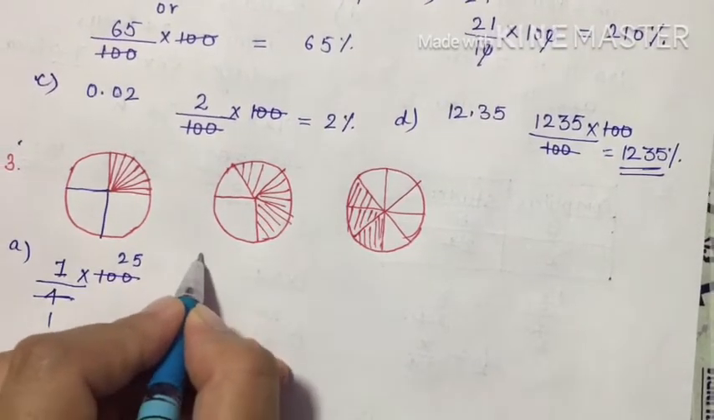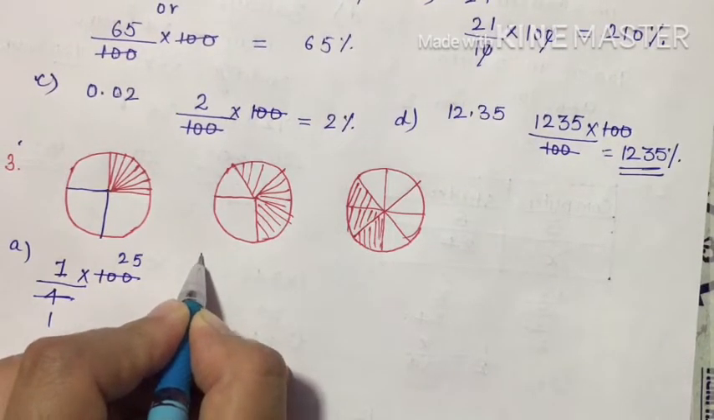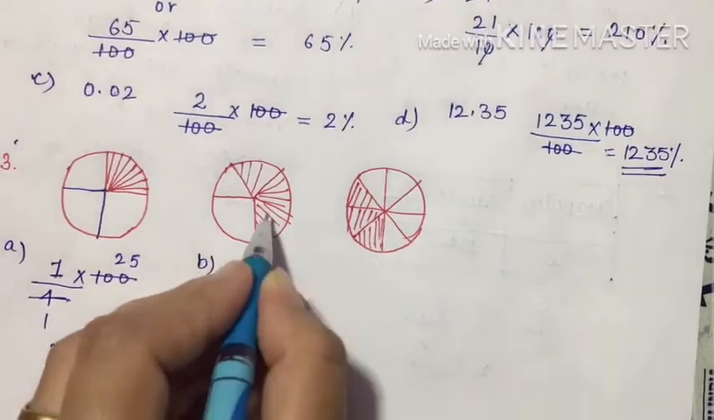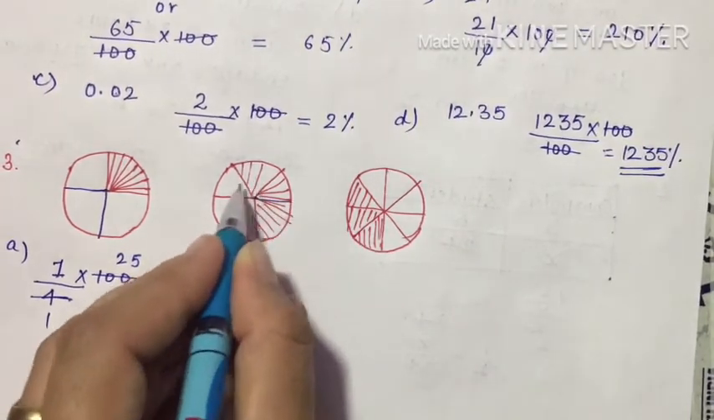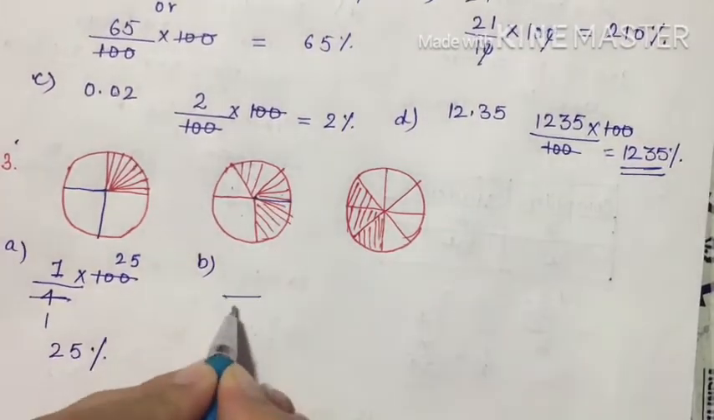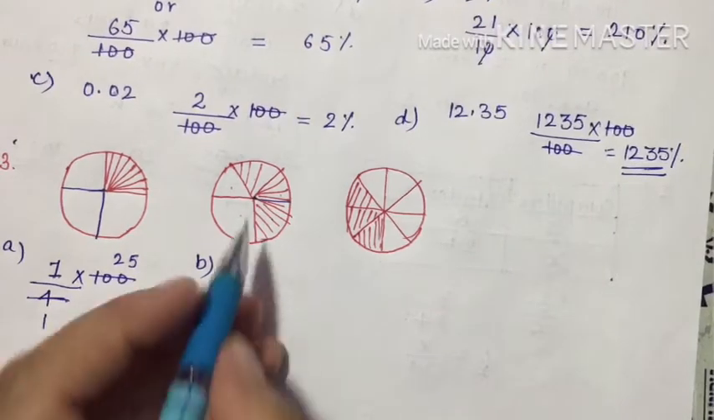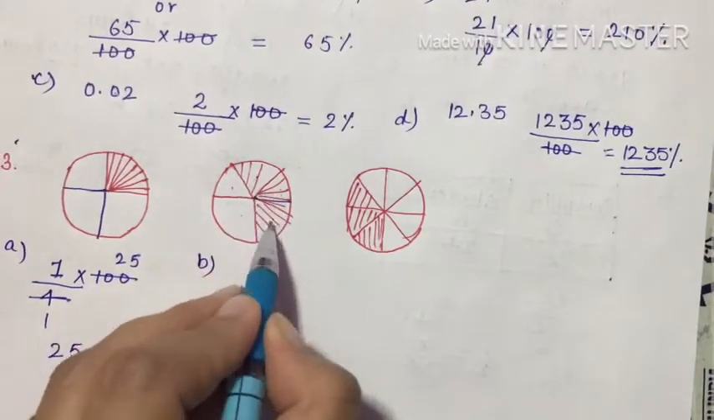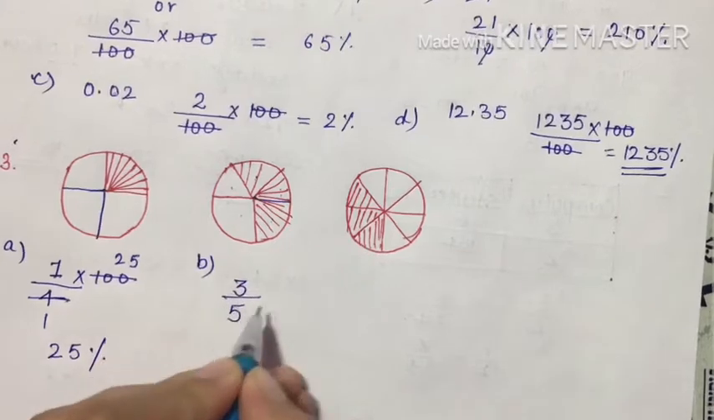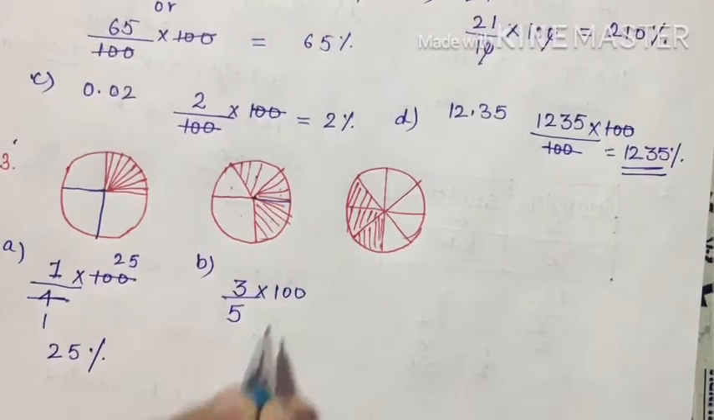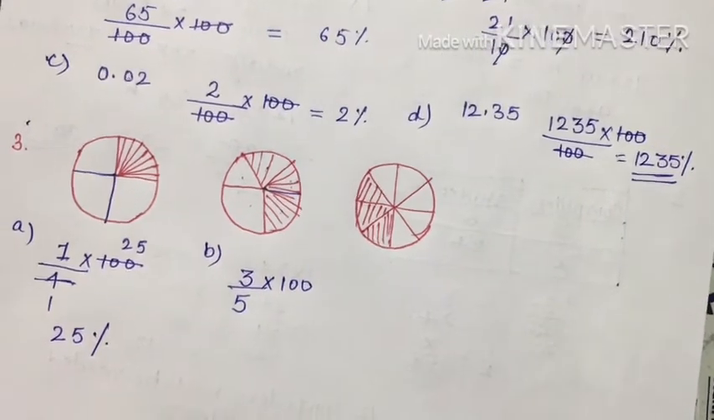Same way, if I go for the second part of it, the B part, how many total figures are there? 1, 2, 3, 4, 5. Total will be written as denominator. And how many are colored? 1, 2 and 3. 3 are colored. So we have to multiply by 100 if we want to convert it into percentage.